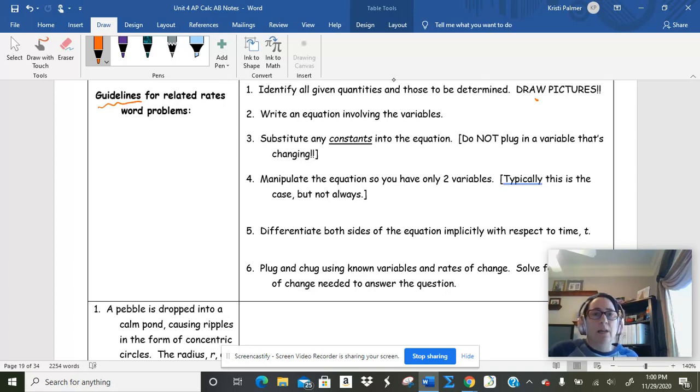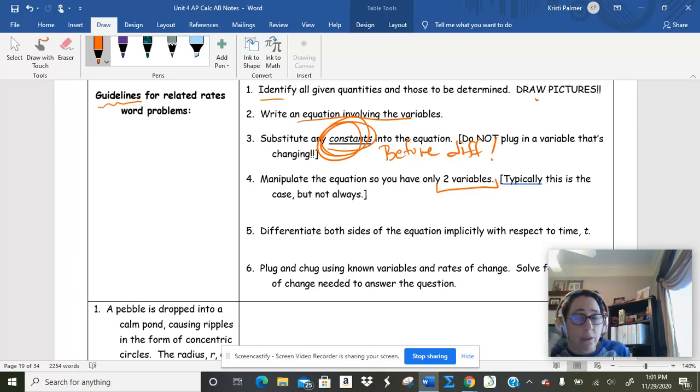Draw pictures, identify everything going on. Write the equation that you need. Substitute the constants into the equation before differentiating. Okay, so the constants go in before you take the derivative. That's super important. Then try to manipulate the equation so that you only have 2 variables.